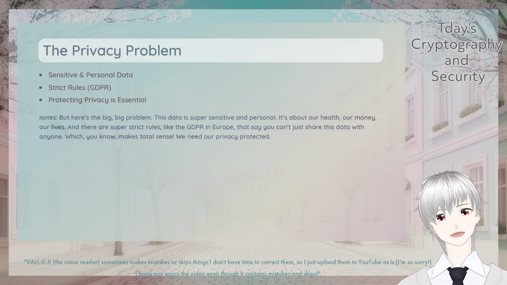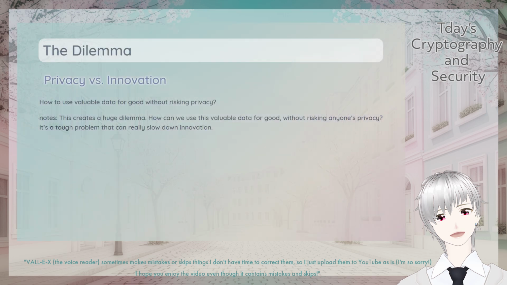But here's the big problem. This data is super sensitive and personal. It's about our health, our money, our lives. And there are super strict rules, like the GDPR in Europe, that say you can't just share this data with anyone, which makes total sense. You need our privacy protected. This creates a huge dilemma. How can we use this valuable data for good without risking anyone's privacy? It's a tough problem that can really slow down innovation.